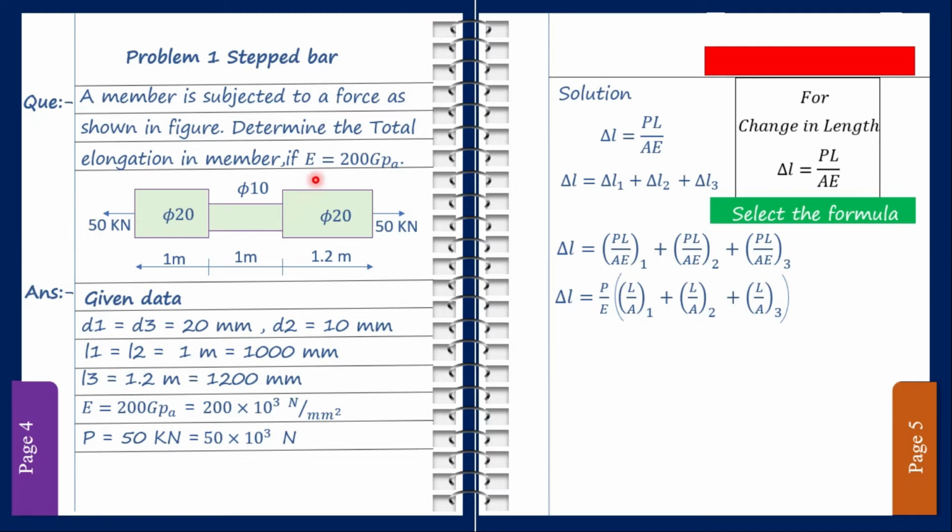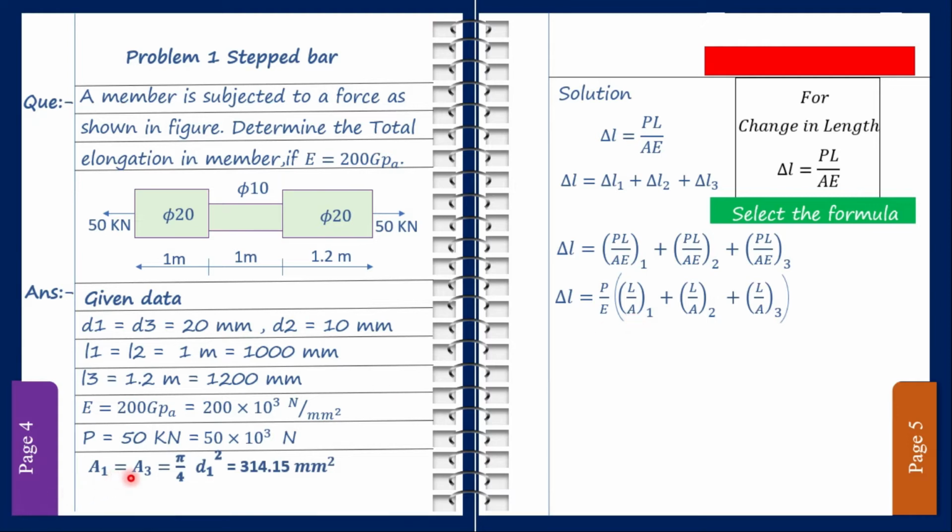as the load and the value of Young's modulus are constant, common for all sections. So we can take P upon E common: P upon E into L1 upon A1 plus L2 upon A2 plus L3 upon A3. As the P value is known, the E value is known, and the lengths of the members are known, one parameter is remaining, that is area. So we have to calculate the area.